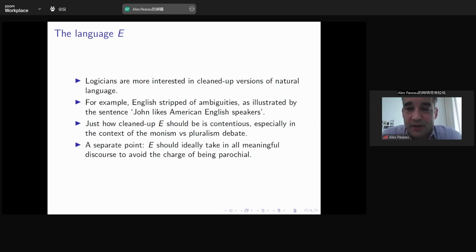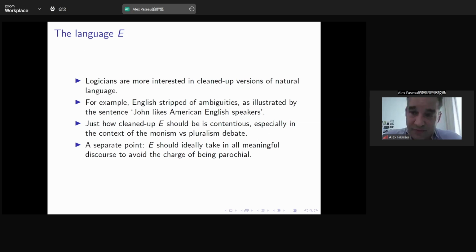Logicians tend to think of the project of formalization as either revealing ambiguities of this kind, or effectively operating on sentences of a language that's cleaned up in certain ways, in particular, cleaned up of ambiguities. Because this sentence of English corresponds to two different senses, we can disambiguate and then formalize those two disambiguations. There is no single formalization in, say, first order logic of that specific sentence, John likes American English speakers, because it's ambiguous. On one way of understanding it, it has one formalization, and another way of understanding it, it has another formalization.